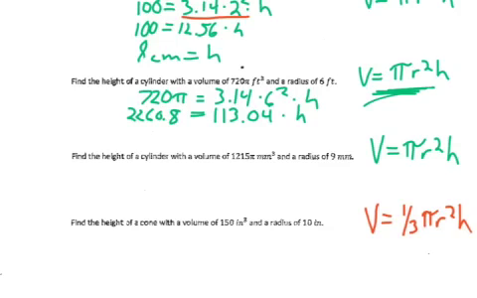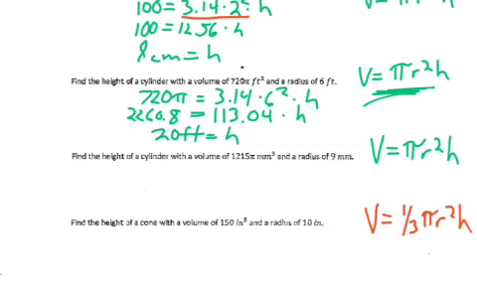Now just do your division. When you do your division, you end up getting 20 feet equals our height. So again, real quick, this one's a little bit different. Make sure you multiply the 720 and your pi to get 2260.8. Then go ahead and divide your product.